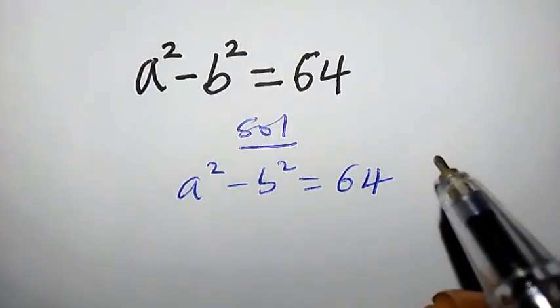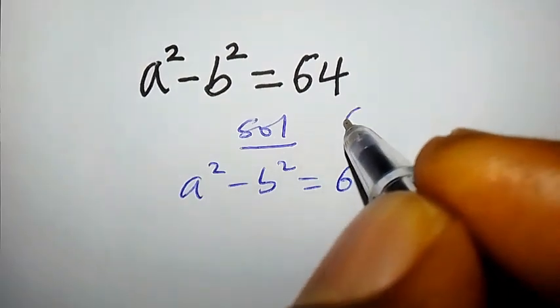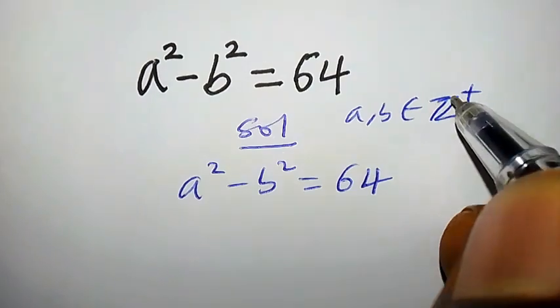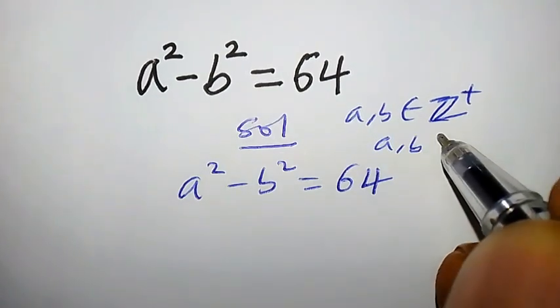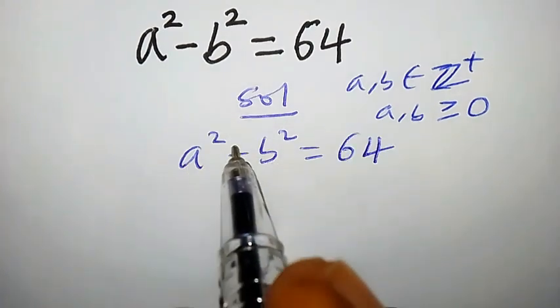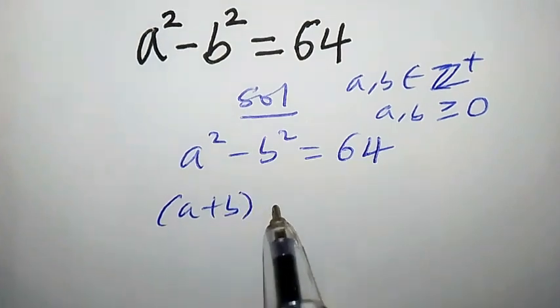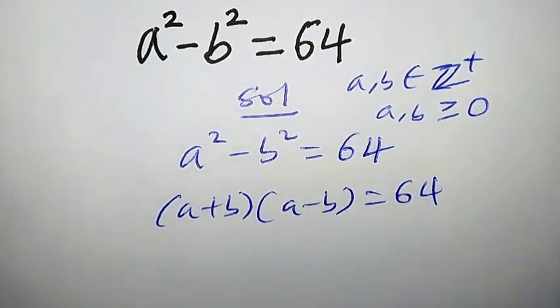Before we proceed further, we have a restriction. And our restriction is that a and b belong to the set of positive integers. That is, a, b is greater than or equal to 0. a squared minus b squared, we can rewrite as (a plus b) times (a minus b) equal to 64.